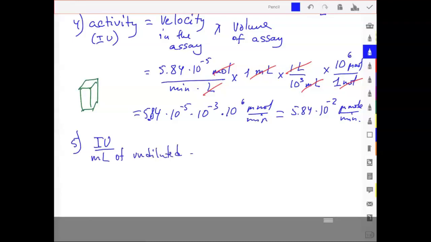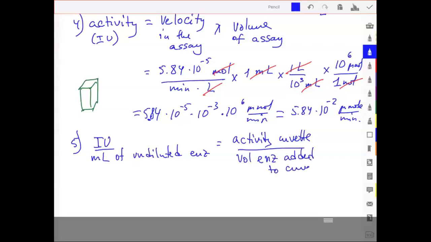And that should be equal to activity in the cuvette divided by volume of undiluted enzyme, volume of enzyme added to cuvette, right? And then usually times dilution factor, because if you dilute it tenfold, undiluted will be tenfold higher. But in our case, dilution factor is just 1, so we can multiply by 1, nothing changes.